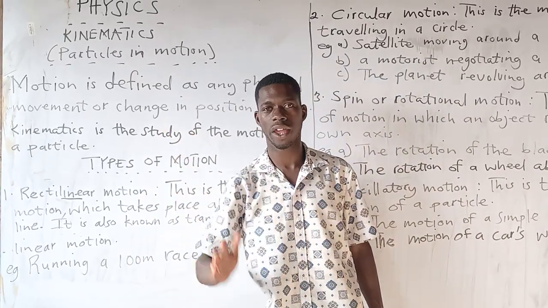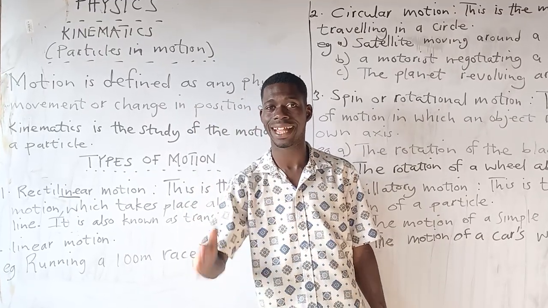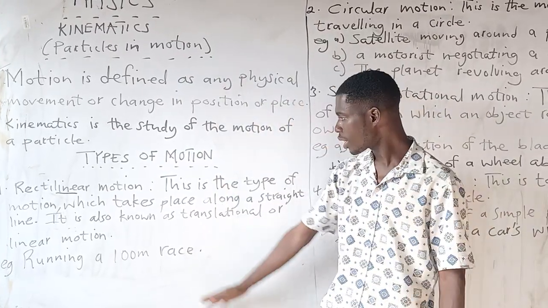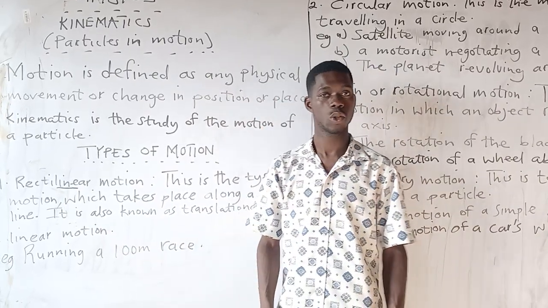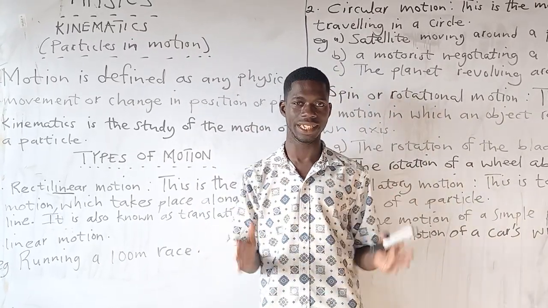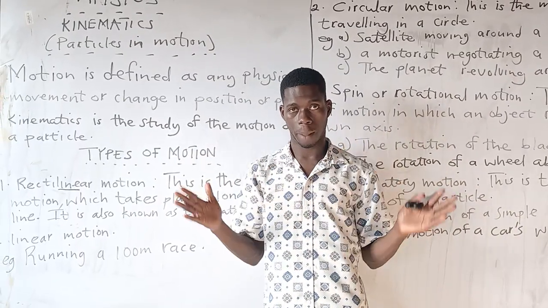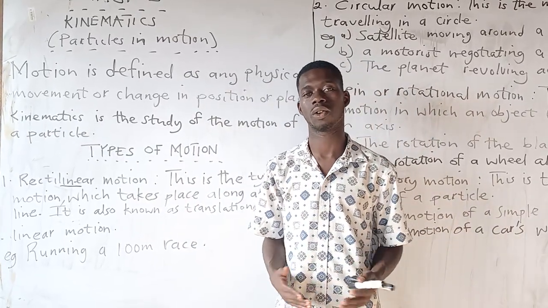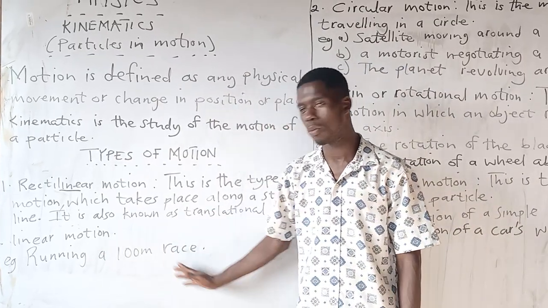So if I'm moving along a straight line, that type of movement is termed rectilinear motion. It is also known as translational or linear motion. So another word for rectilinear motion is translational motion or linear motion. If I ask you what is translational motion, I'm asking what's rectilinear motion, the same thing. So you give me the same definition as for rectilinear motion.